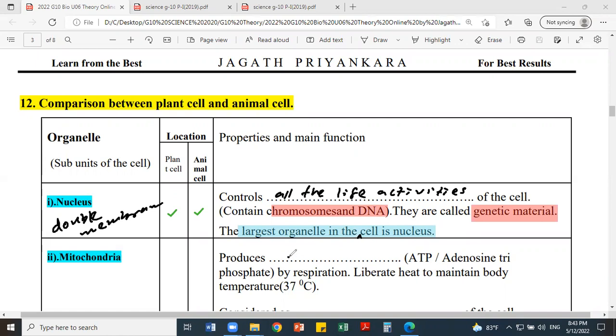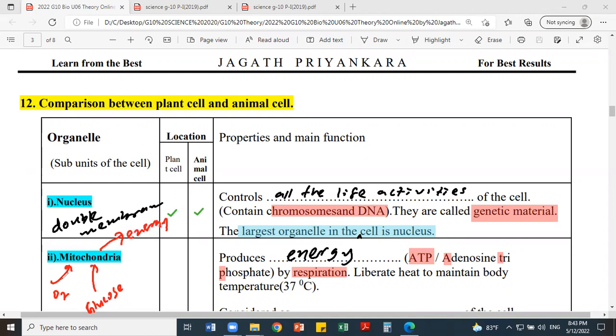Mitochondria produce energy, the biological form of energy. We call it ATP, adenosine triphosphate. What is ATP? A for adenosine, T for tri, P for phosphate. ATP is the biological form of energy. This ATP is produced by respiration. That means mitochondria require oxygen and glucose and give us energy. Mitochondria absorb glucose and oxygen and give us what? Energy.